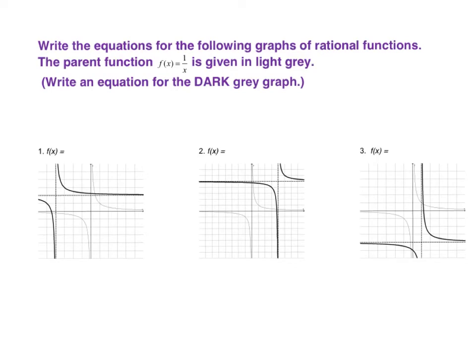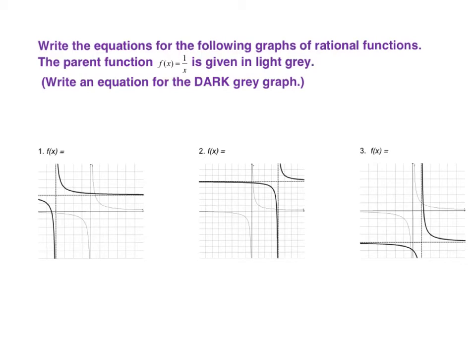Now on this page, each graph contains two pairs of curves. First, let's look at the light gray curve in the first graph. Okay? In fact, the light gray curve in each graph represents the same thing. It represents the parent rational function.